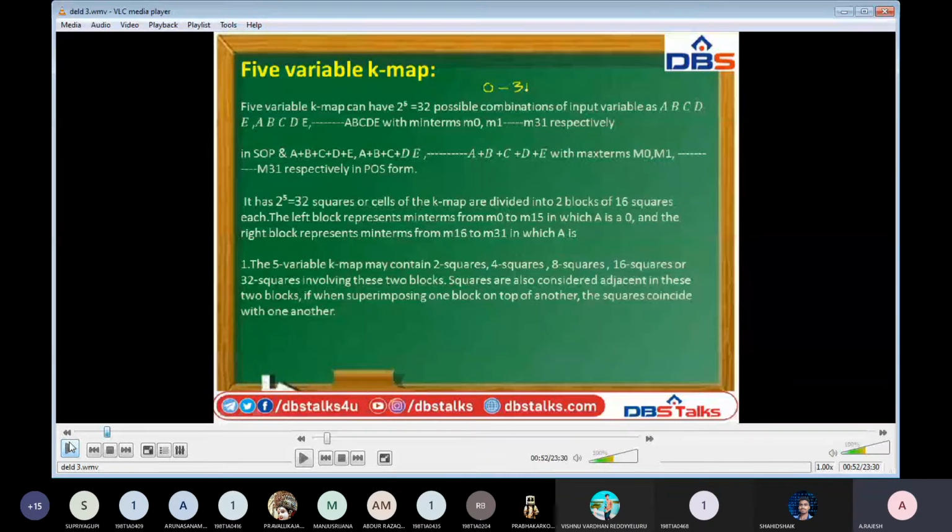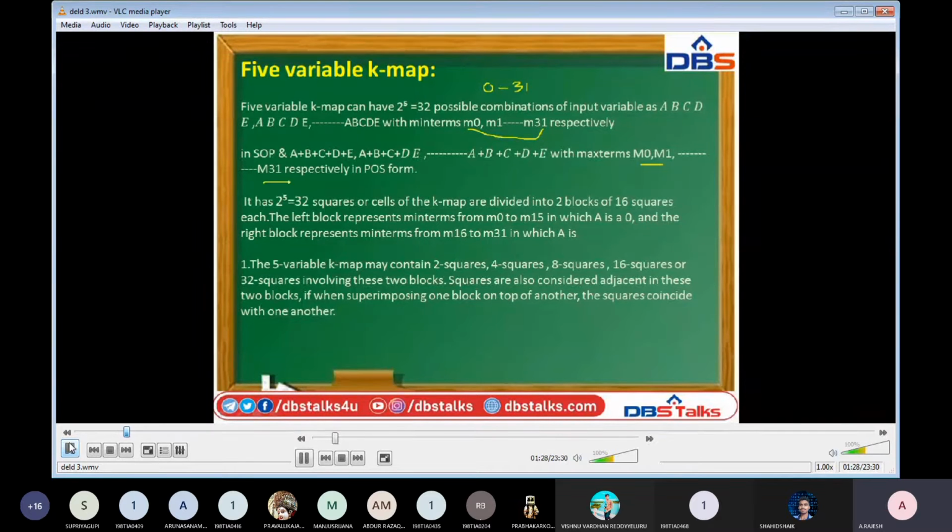So we have 32 possible combinations, and the input variables are A, B, C, D and E, with minterms M0 to M31. Small m is nothing but SOP and capital M is nothing but POS. That means here we have minterms from m0 to m31, and in POS form we have maxterms from capital M0 to capital M31.